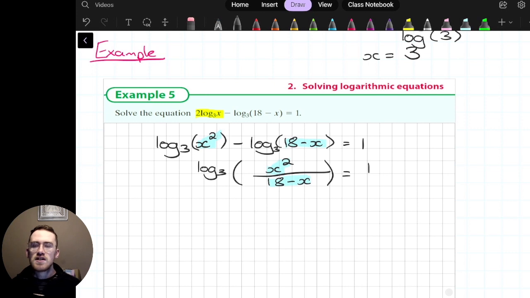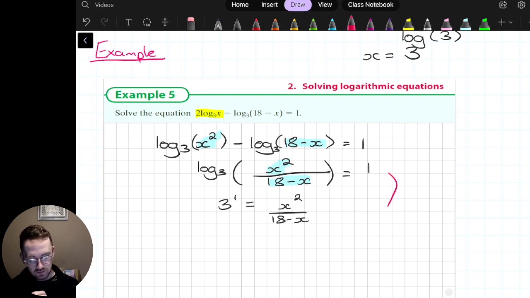Now we know 3 to the power of 1 is equal to x squared over 18 minus x. So that's what we can rewrite here. 3 to the power of 1 is x squared over 18 minus x. And what have we done to go from one step to here? We've converted from log form to exponential form, and that's completely fine. We're using that first method backwards. Okay, but what it allows us to do now is, so we've rewritten our question, 3 is equal to x squared over 18 minus x.